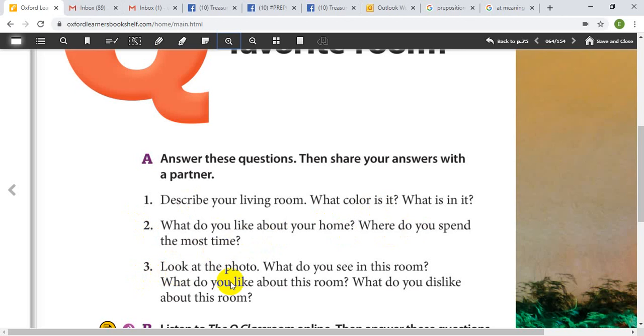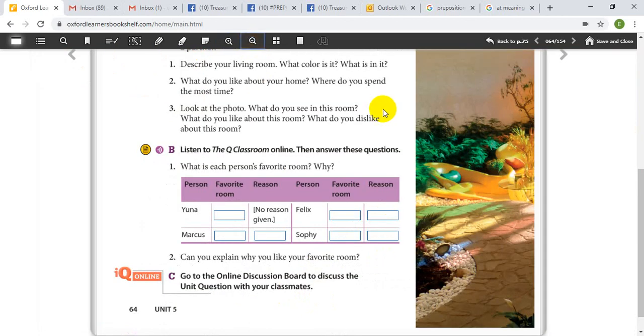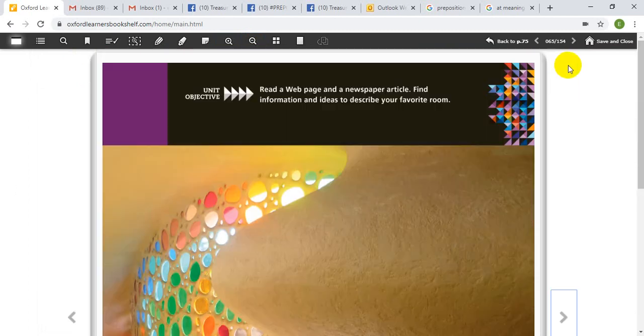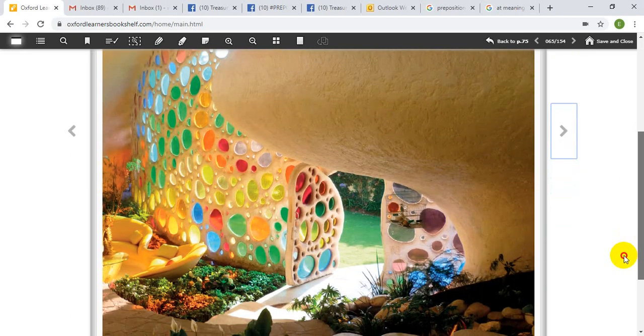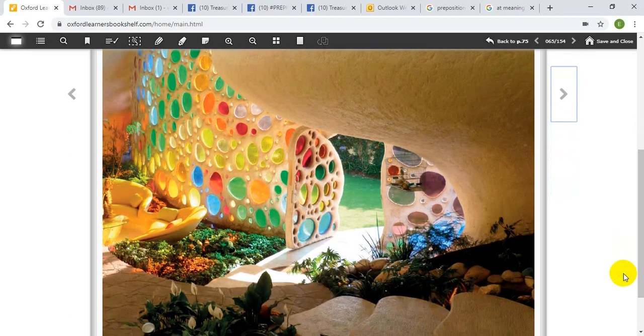Number 3, look at the photo which is on page number 65. What do you see in this room? What do you like about this room? And what do you dislike about this room? So you're going to look at this picture on page number 65. So you're going to look at it and you're going to see, what does this room look like? And what do you like about this room? And what do you dislike about this room?